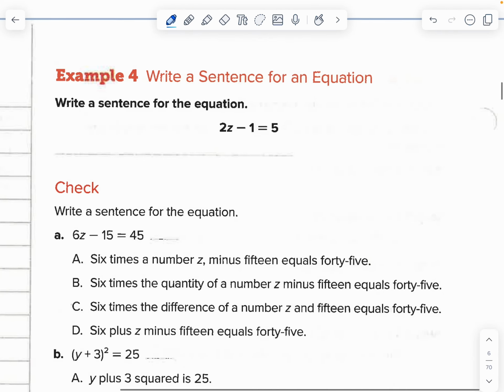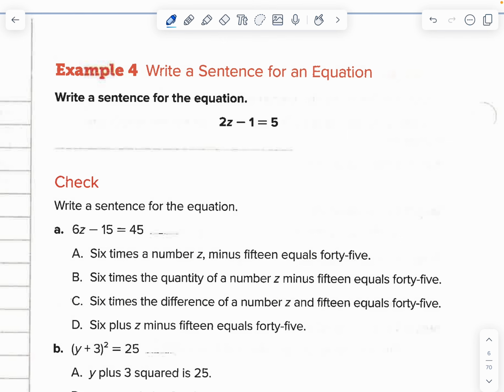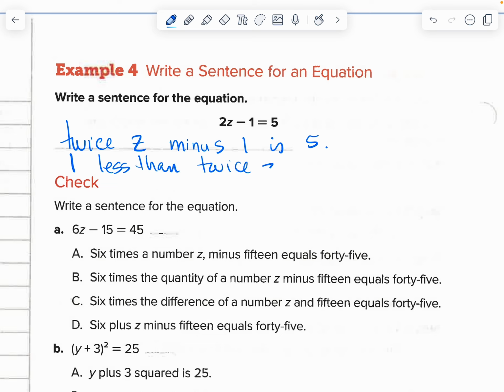So let's look at this. Write a sentence for the equation. Okay? Twice z minus 1 is 5. Or I could have said 1 less than twice z is 5.